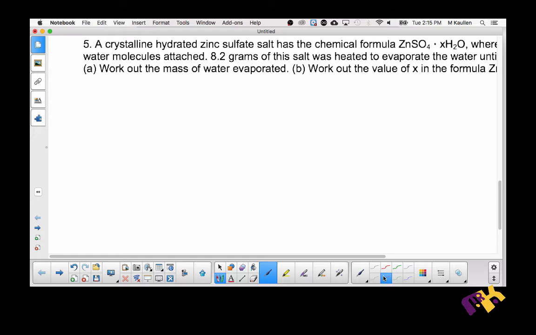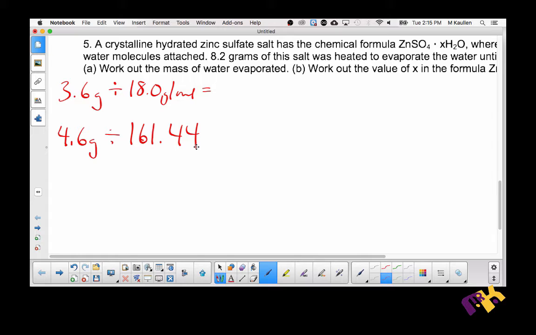Go to moles. So we'll take our 3.6 grams of water and divide by its molar mass of 18 grams per mole. Okay, we're going to do the same thing for zinc sulfate, which there's 4.6 grams of, and divide by its molar mass, which is 161.44, or something like that. Pretty close.